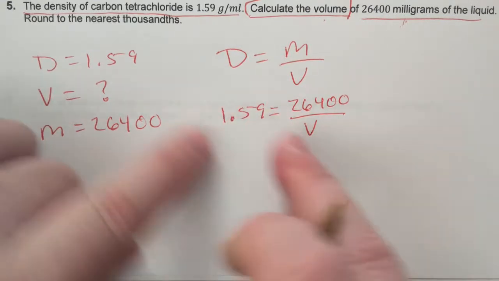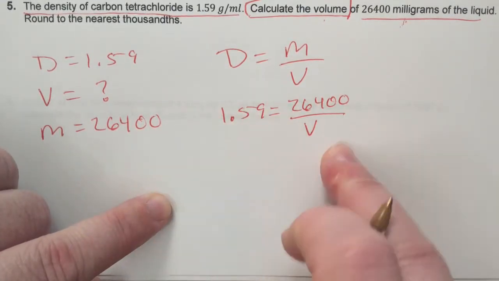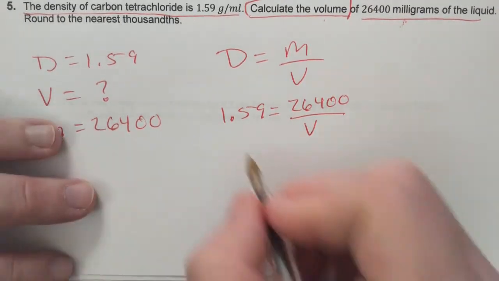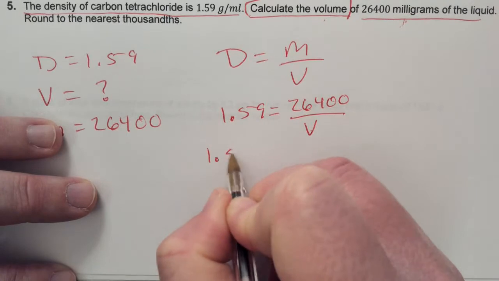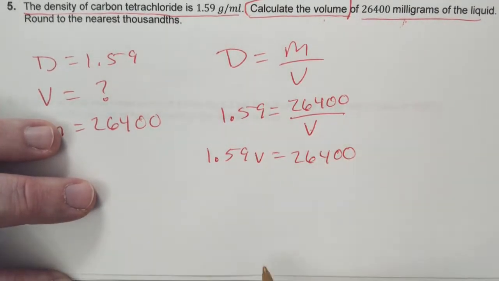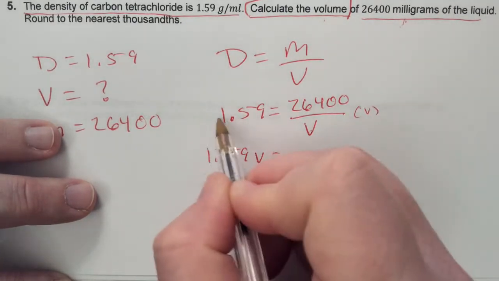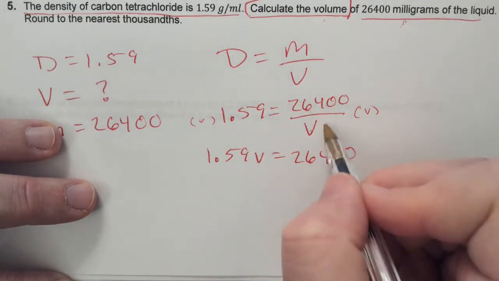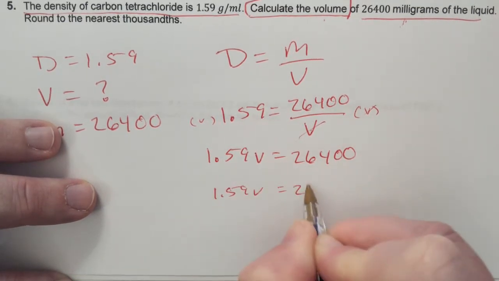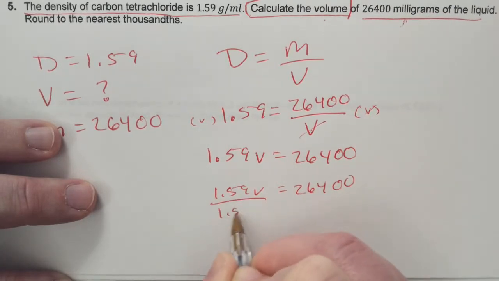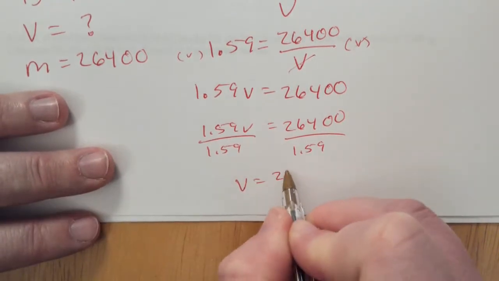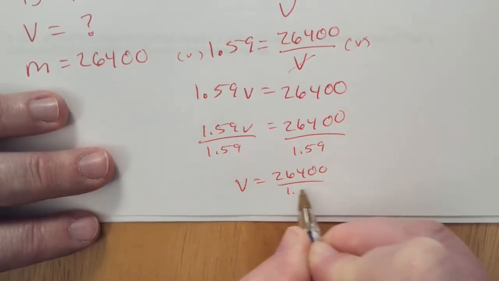So basically, we're going to switch these two. We're going to multiply volume on this side and then divide. So either you can just straight up switch, or you might have to take the extra step. To get rid of this, I would multiply it onto the other side. So I multiply that down to the other side, right? Multiply by volume, right? Okay, and then I'm going to divide. 1.59V is equal to 26400. Divide by 1.59 on both sides.